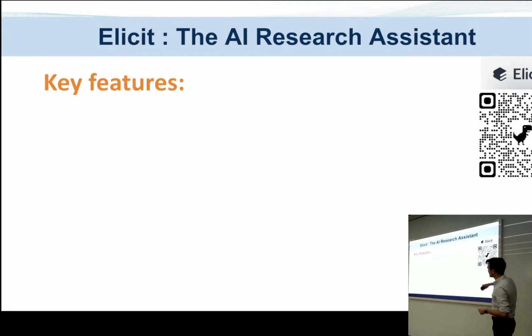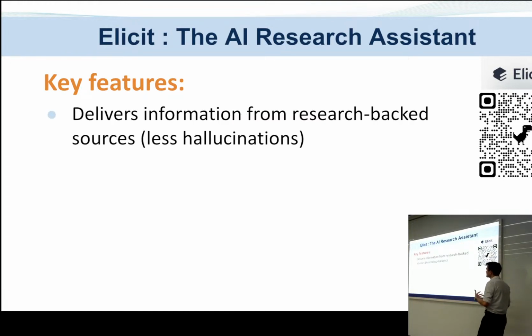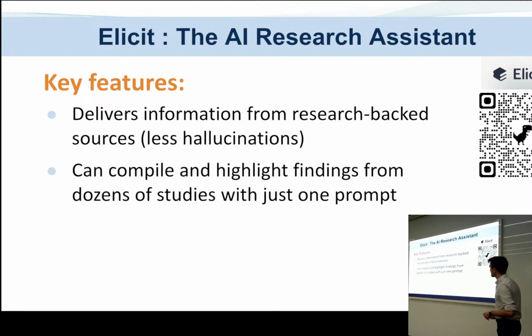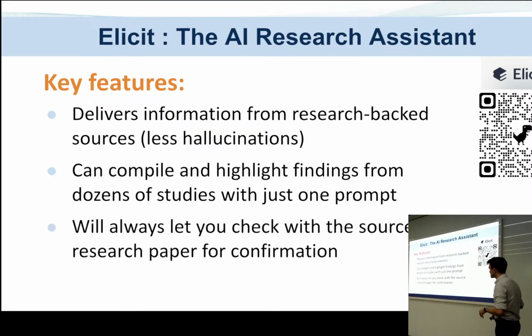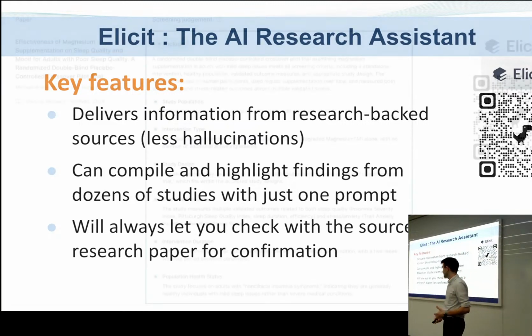So Elicit, very cool AI, delivers information from research-backed sources, which means there's less hallucinations. Sometimes ChatGPT or other AI will create information that sounds real, but it's not real. So Elicit can compile highlights and findings from dozens of studies with one prompt. It will always let you check with the source research paper to confirm. So it always gives you the citation, which is great.